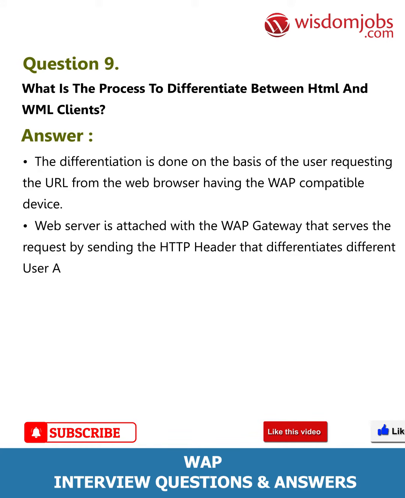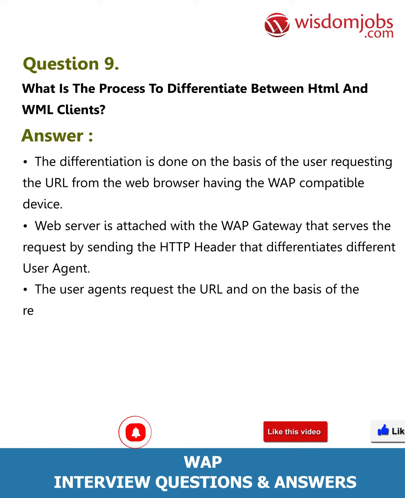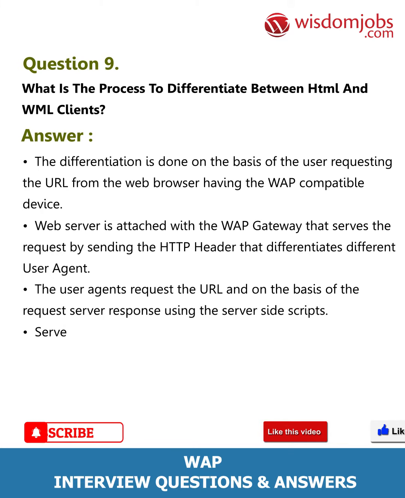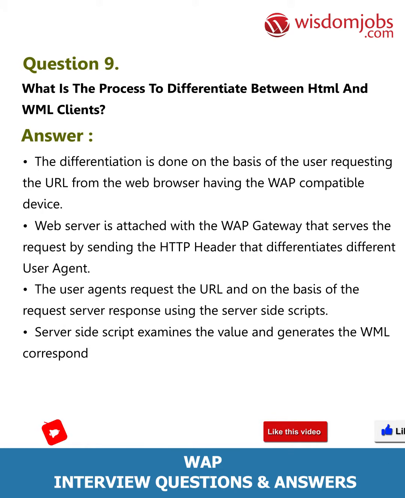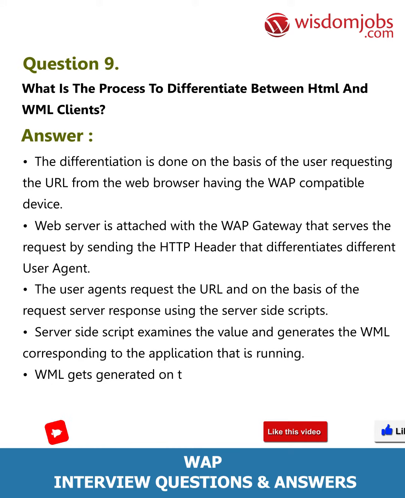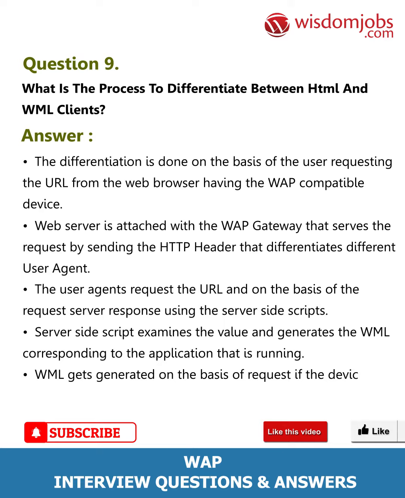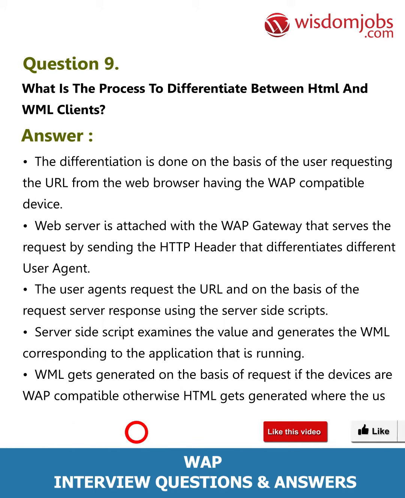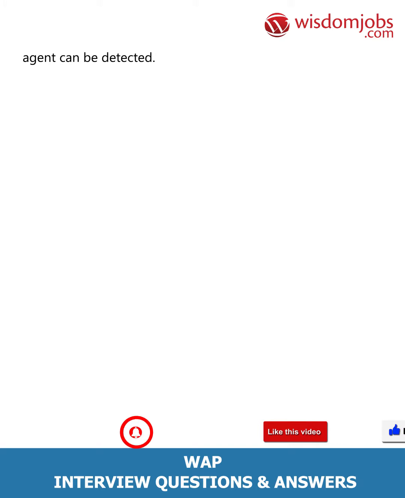differentiates different user agents. The user agents request the URL and on the basis of the request the server responds using the server-side scripts. Server-side script examines the value and generates the WML corresponding to the application that is running. WML gets generated on the basis of request if the devices are WAP compatible, otherwise HTML gets generated where the user agent can be detected.